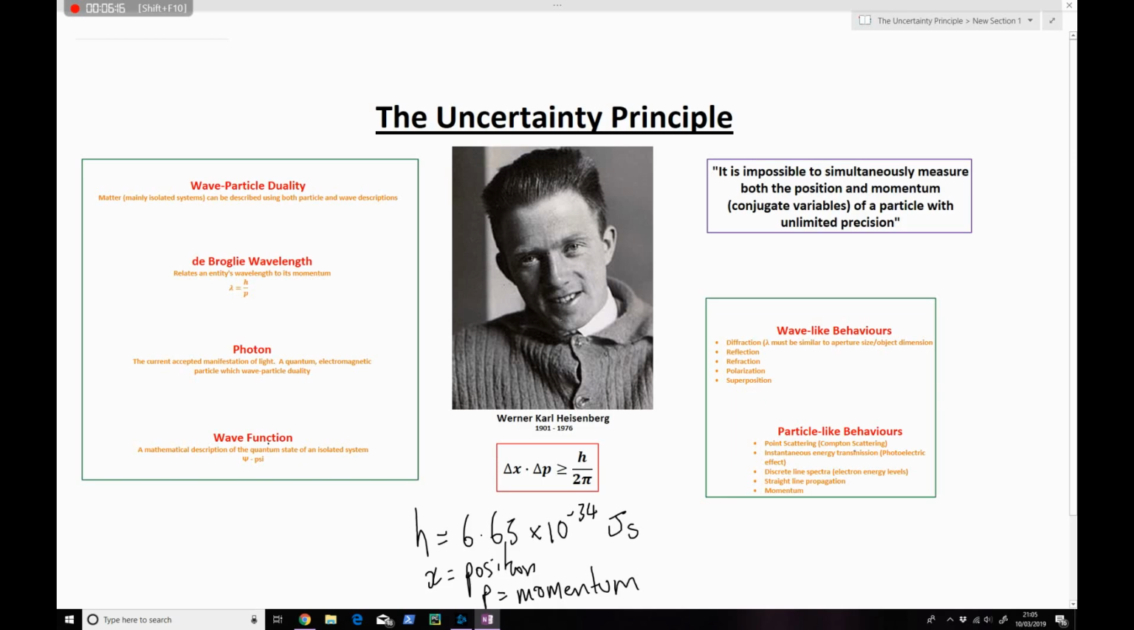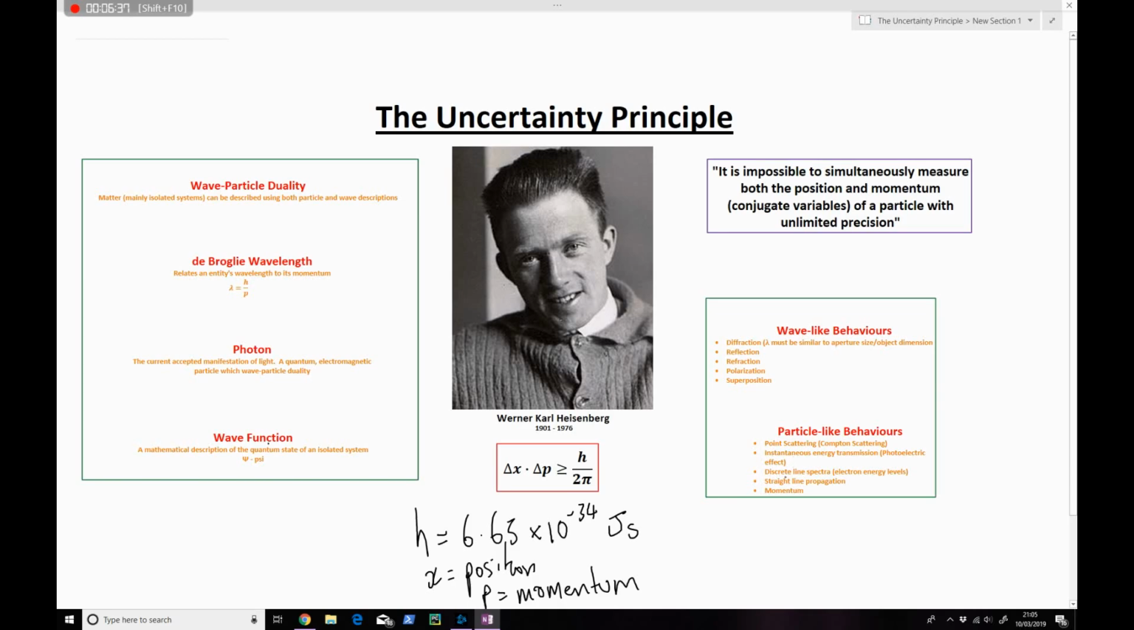Then we have particle-like behaviors. Point scattering. Imagine playing snooker and you hit the white ball onto a black one and you scatter the black ball. Instantaneous energy transmission: the fact that in particle behavior, energy is transmitted immediately. It's either you have the energy to make something happen or you don't have the energy to make something happen.